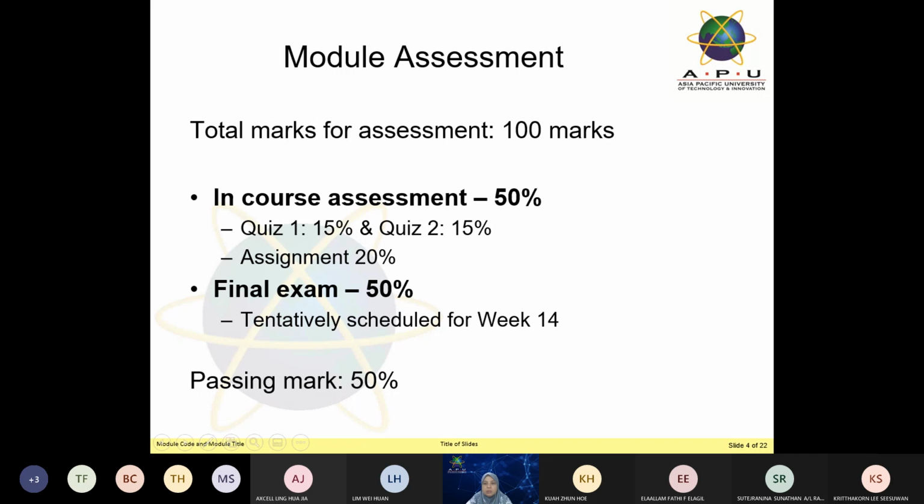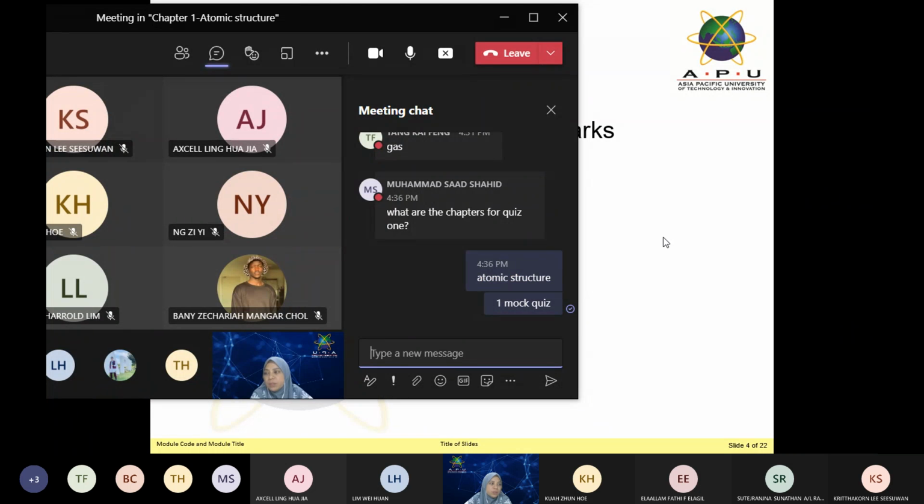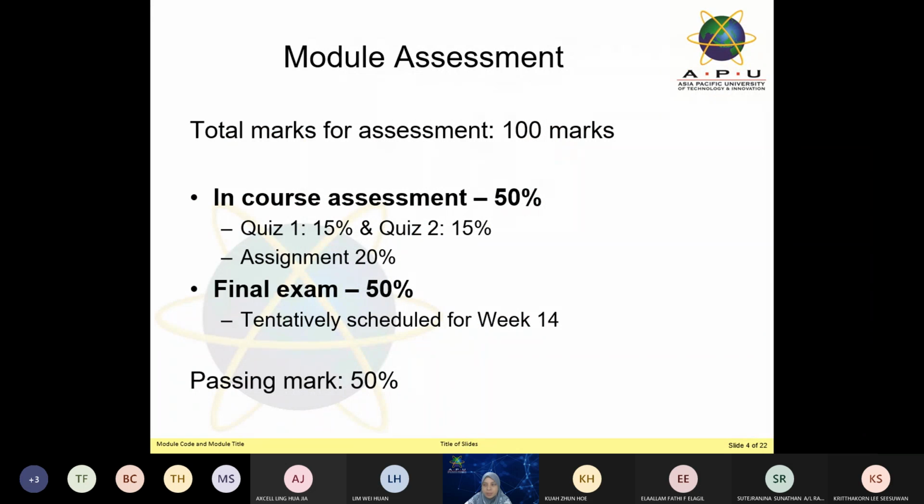What are the chapters for quiz 1? Oh, okay. Atomic structure. Okay, atomic structure including all the periodic table. Never mind, later we will do one mock quiz. Okay. What is mock? Mock is a practice. Practice, okay. So I mentioned in the chat here, there will be one mock quiz before quiz 1. Okay, mock quiz we also do like real. But then after the quiz, we will discuss the answers, so that you have a feel of how to upload your question, how to upload your answer.